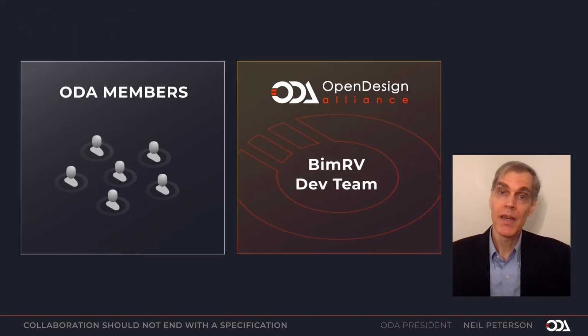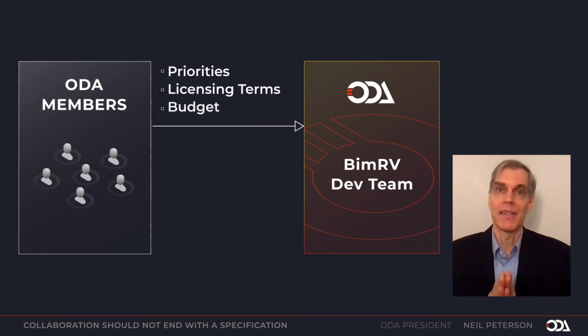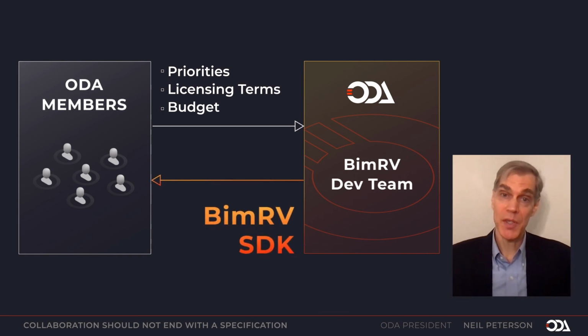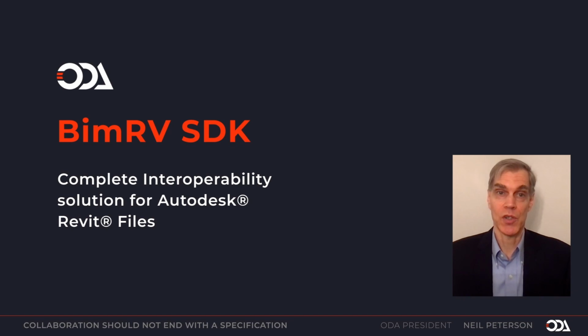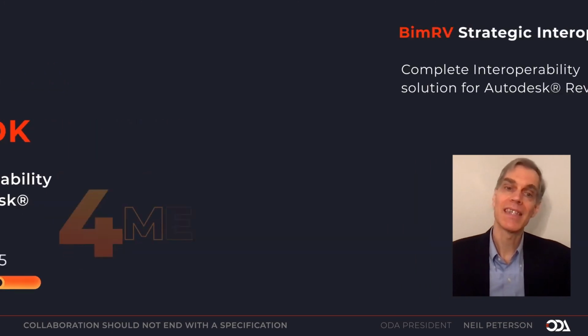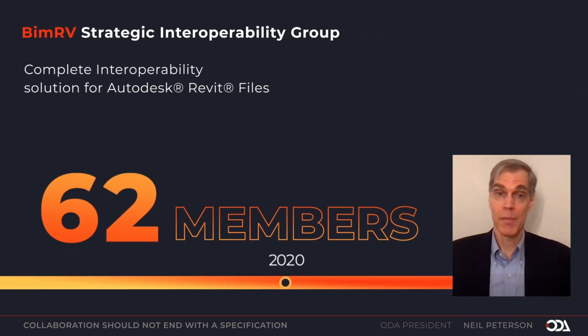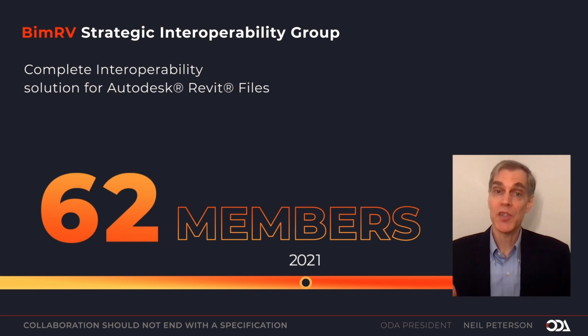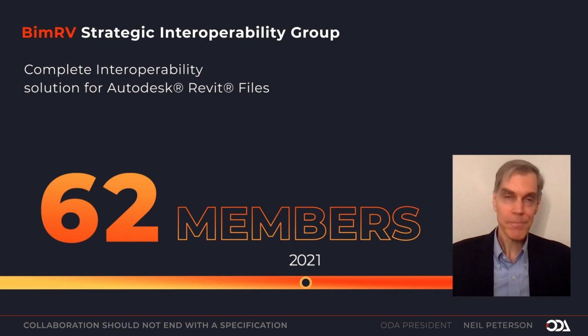ODA manages the team, but the project priorities, the licensing terms for the project, and the budget are all controlled by the collaborators. BIMRV is built on top of existing ODA technologies, and it shares our common source code management and test infrastructure. An ODA SIG project hits the ground running. Last year, our BIMRV project grew by more than 50%, and we now have more than 60 companies worldwide funding this important work and using the resulting software. It's been a huge success for ODA and for the companies participating in the project.